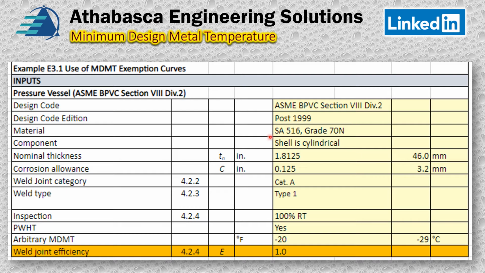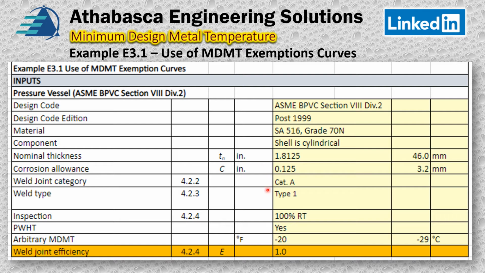As you recall from earlier, SA 516 grade 70 is a very tough material used quite commonly in refineries for its good impact properties. It's a normalized, medium tensile type steel. It's a cylindrical shell to a bottom head that we just saw. The nominal thickness is quite thick, 1.81, and that's part of the reason we're considering Division 2. The corrosion allowance is shown there.